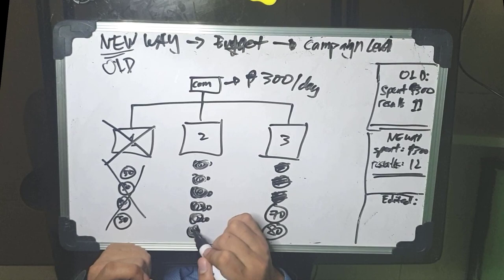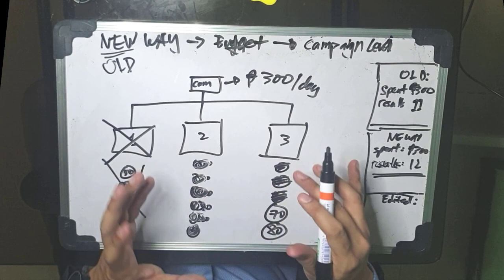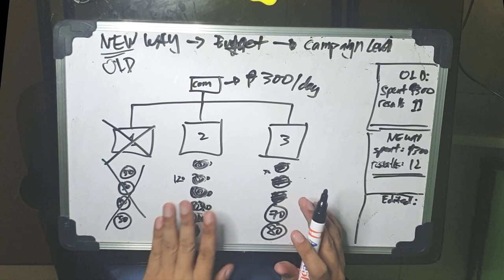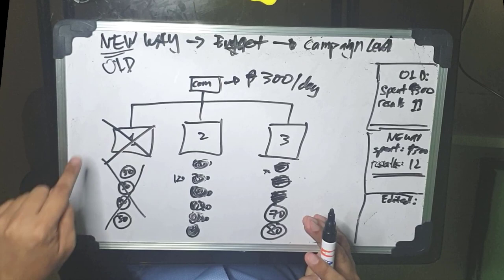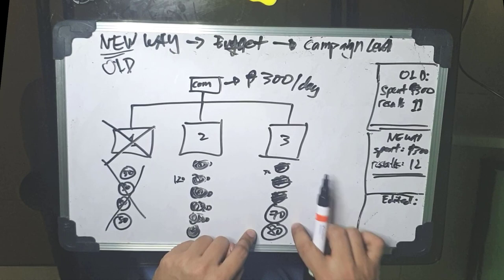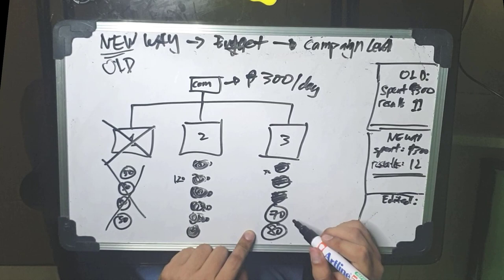Okay? So, ang mangyayari, ang total spend mo na ngayon is 120 plus 30. You spent 150 pesos. So, may natitira ka pang 150 pesos. Pero, there's no more available opportunities dito. Kasi nga, you turned off this campaign. So, ang mangyayari, Facebook will have no choice. Since this is the only available opportunity, Facebook will buy this opportunity even if they are expensive. So, ang mangyayari, Facebook will buy this one.